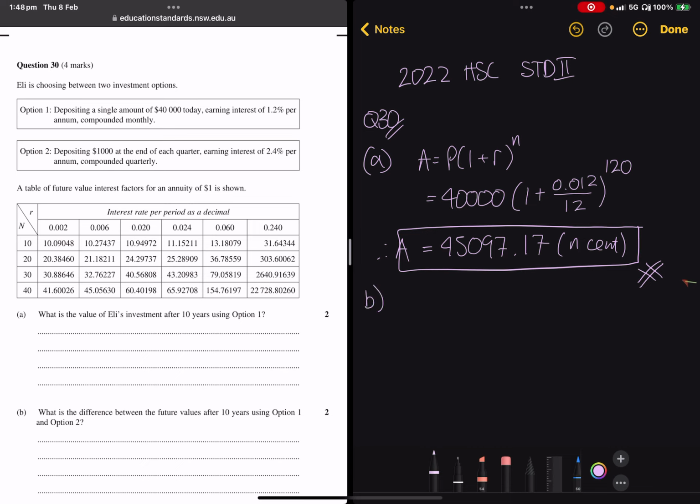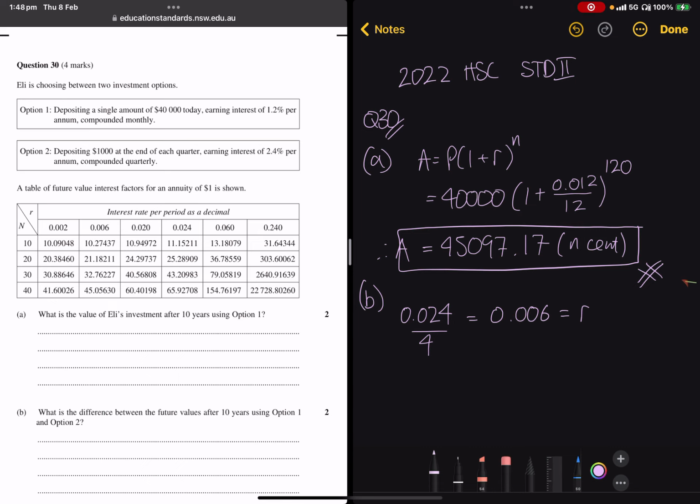Now we'll have a look at part B. What is the difference between the future values using option 1 and option 2? Well, now we need to calculate the future value of option 2. So $1,000 at the end of each quarter, earning 2.4% per annum compounded quarterly. That means in our future value table, the rate will be 0.024 divided by 4. It will be 1/4 of the full yearly rate because it gets compounded quarterly. This is 0.006. This is the rate.